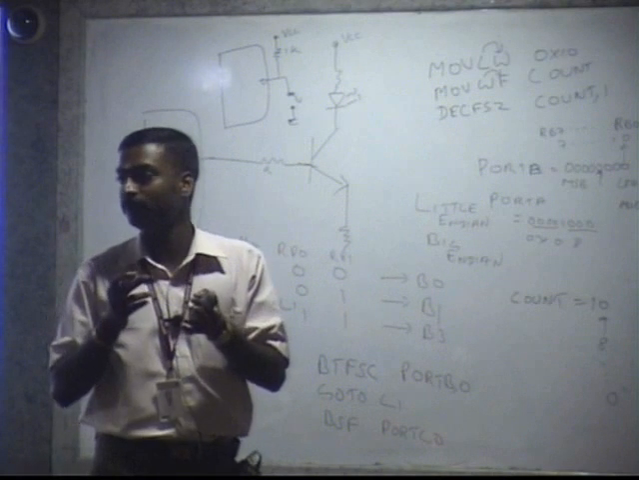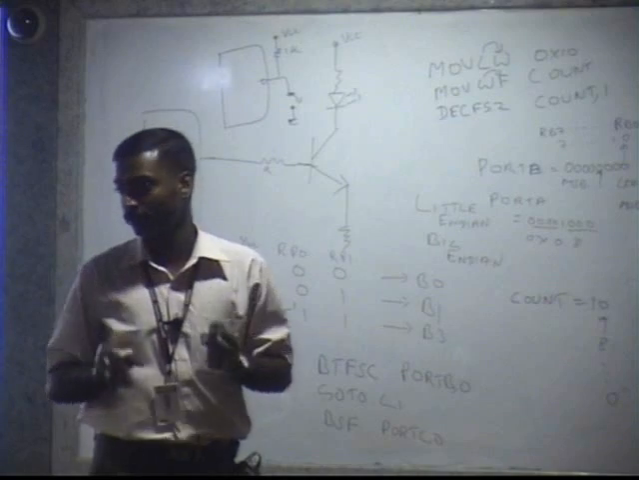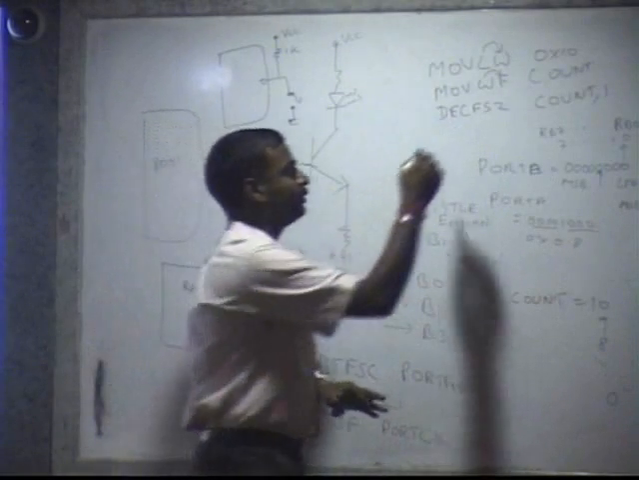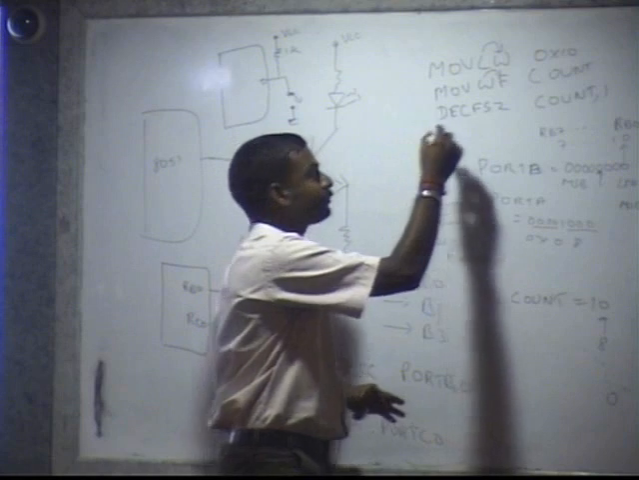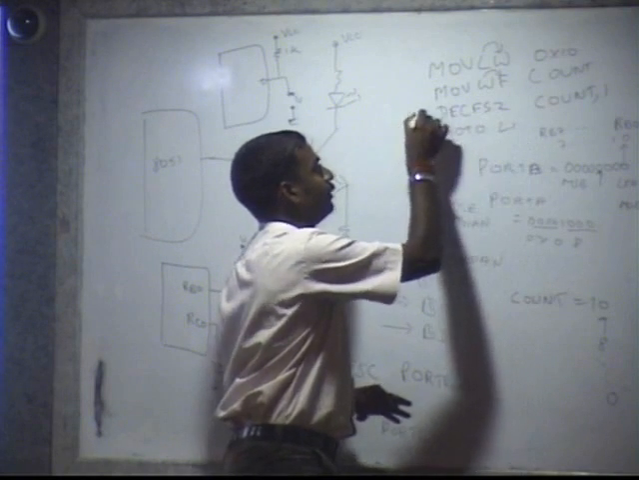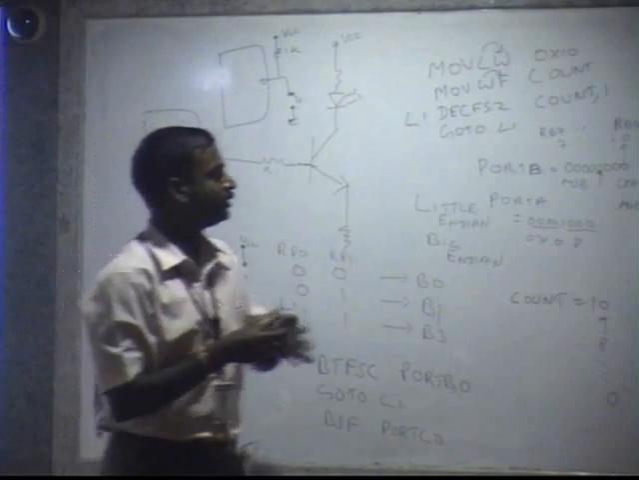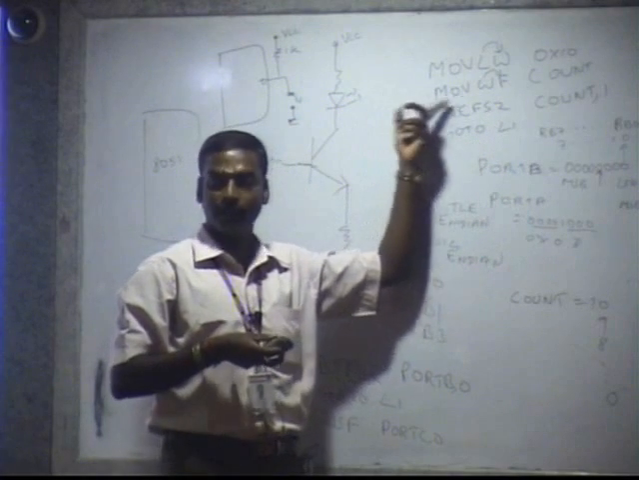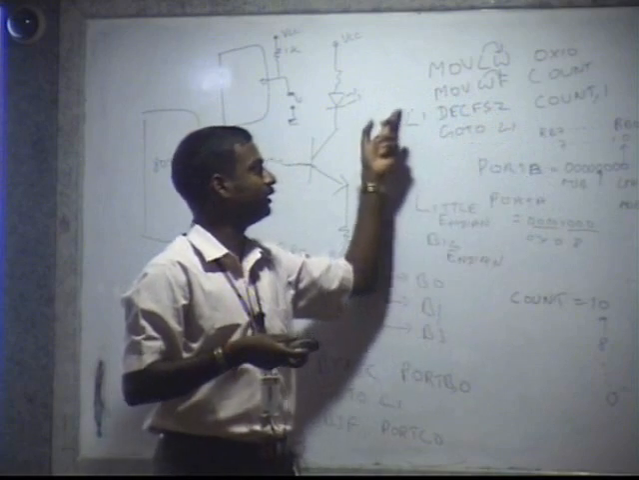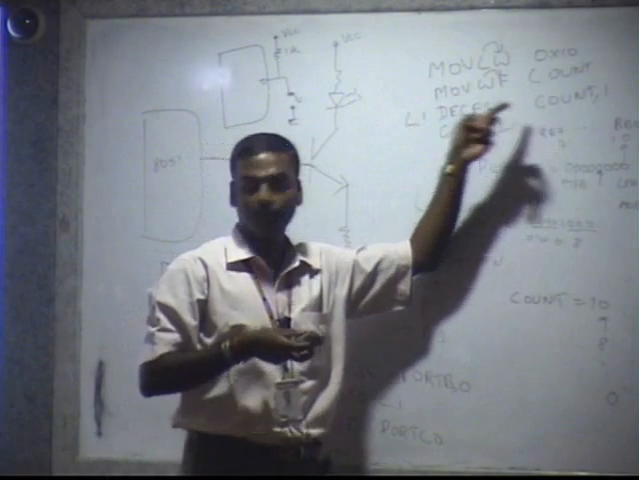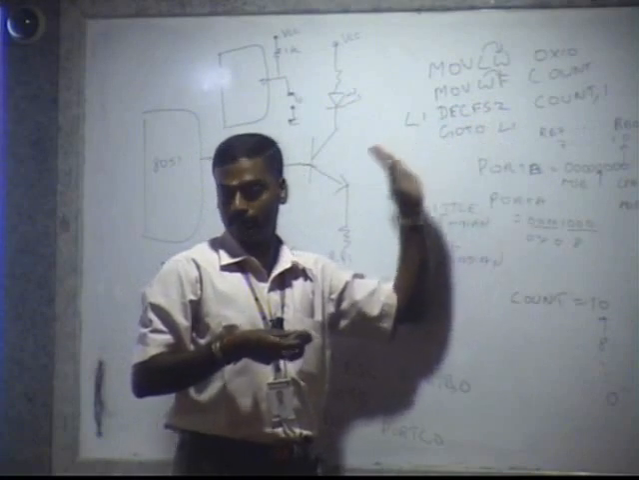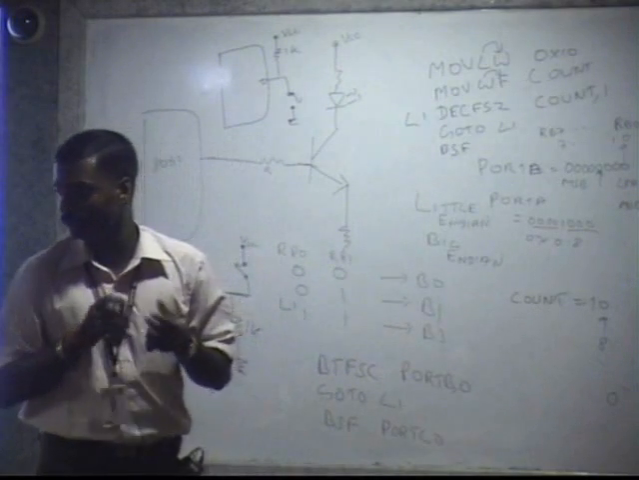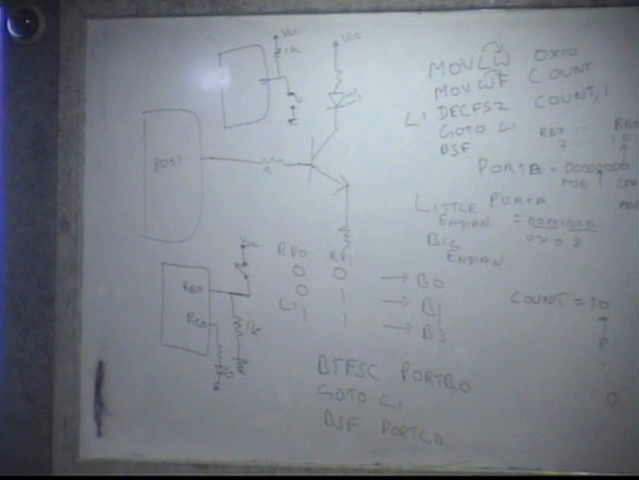After decrementing, what should we do? You need to check whether the content is 0 or not. If it is 0, it will skip the next statement. So what should the next statement be in order to implement a delay loop? Go to L1. If it is not 0, this statement will be executed, so control will come here. Again it will decrement, and if it is not 0, it will keep on decrementing. When it becomes 0, this go to will be skipped and control will come here, where some other statement will be executed. So this is for implementing delay.